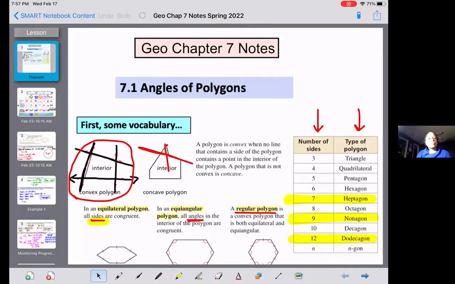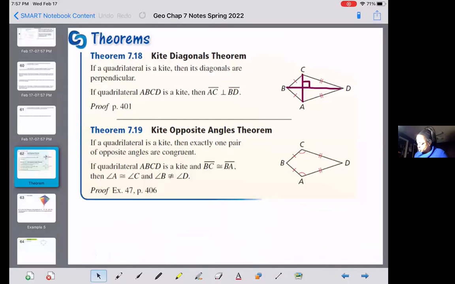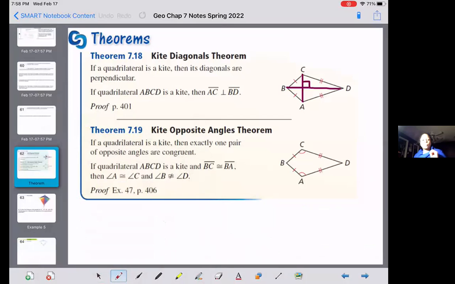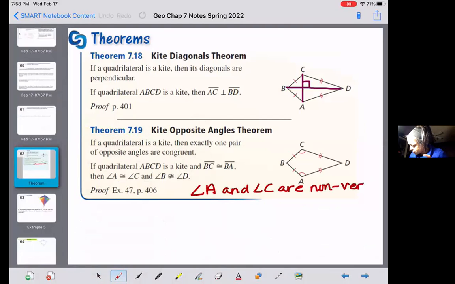Okay, so the vertex angles on this one would be angle B and angle D. The non-vertex angles are the ones that are congruent. So angle A and angle C are non-vertex angles, and they are the ones that are congruent.